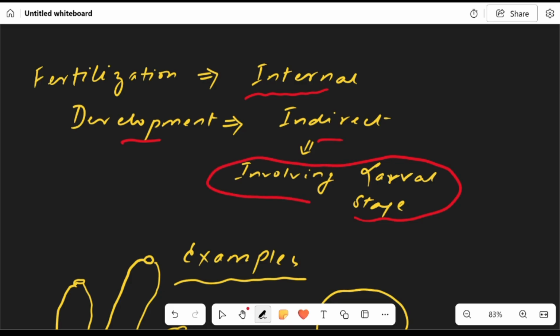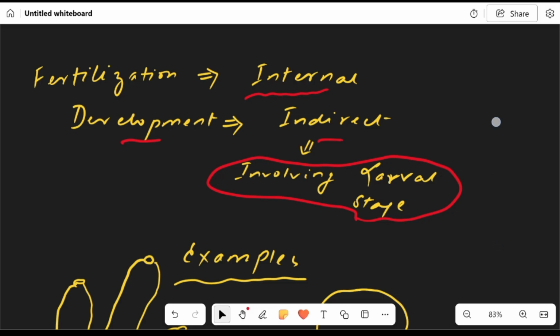In direct development, a larval stage is not involved; the organism directly develops into an adult. In indirect development, the organism develops into a larva, then it develops into an adult.